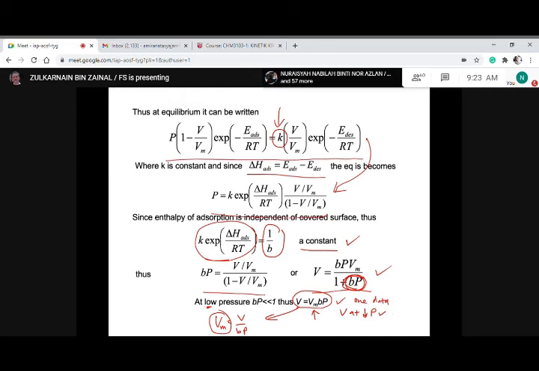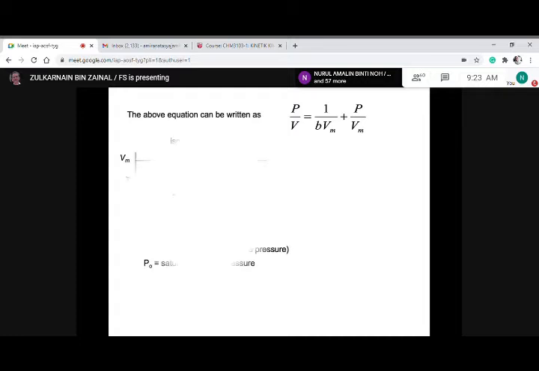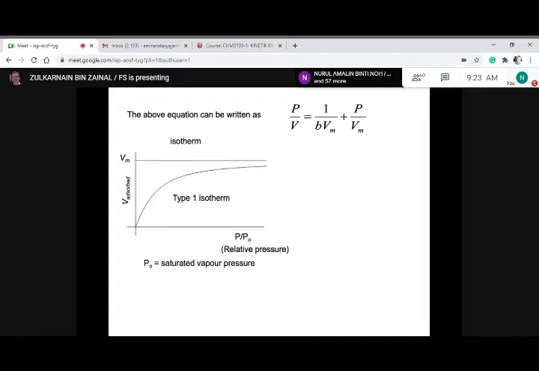But normally we don't do that. What we do is we want to plot a graph. We want to get what we call the isotherm. So we want to plot P over V versus P. From there we can get the isotherm. There are a number of types of isotherm that you can plot. This is one type.